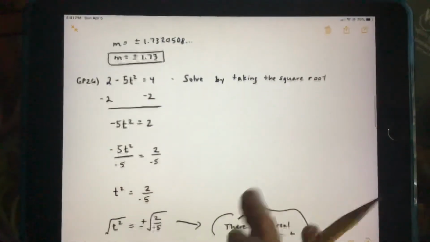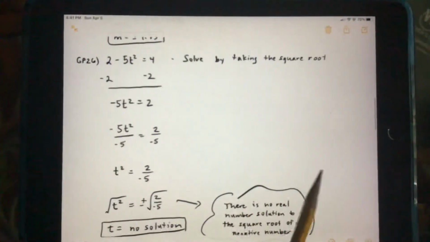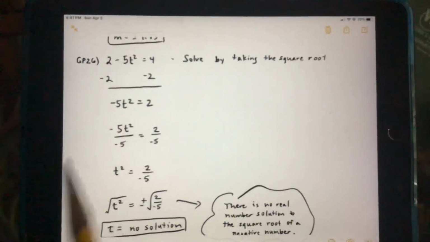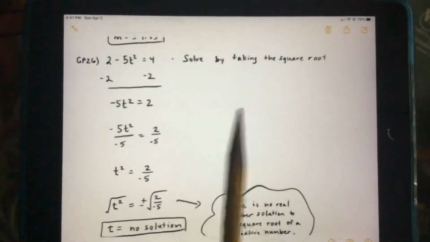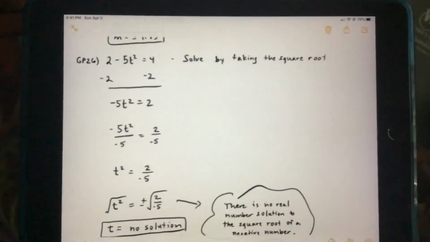Here's another problem where we're asked to solve by taking the square root. We're going to end up with no solution on this problem because we're going to try to take the square root of a negative number, which doesn't give us a valid response in the real number system.